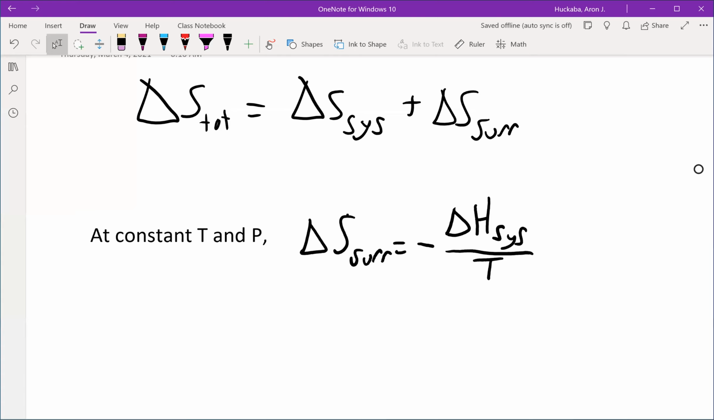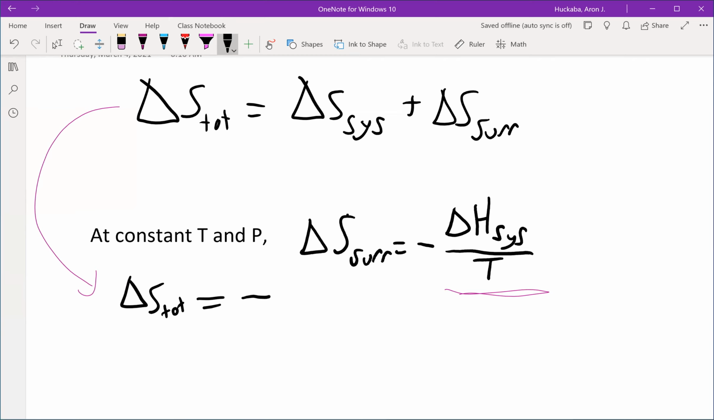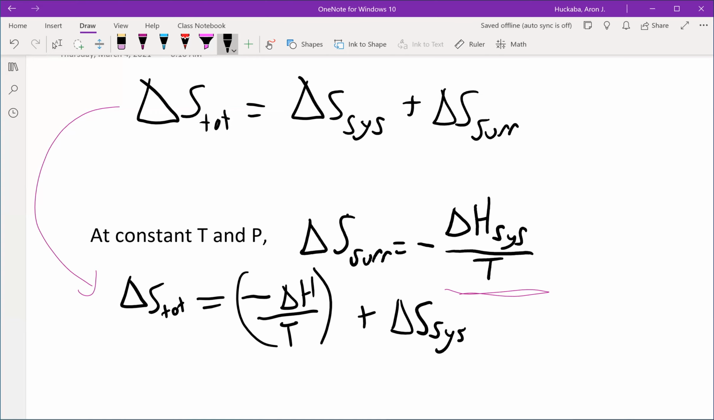So now, if we plug in to this formula here our new term for delta S of surroundings, we get delta S, the total entropy, is equal to this new term, negative delta H over T, plus delta S of system, plus the entropy of the system. I've just rearranged where the system and the surroundings are, which is totally fair in math.